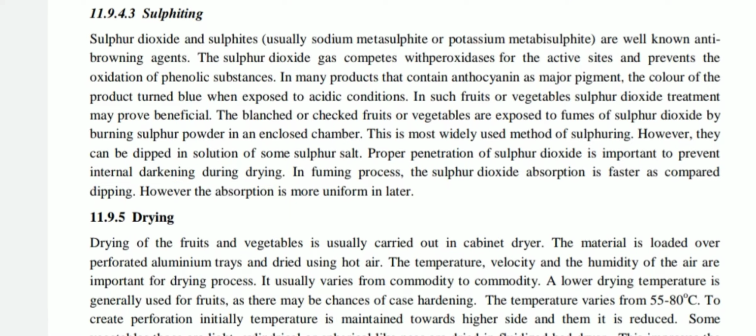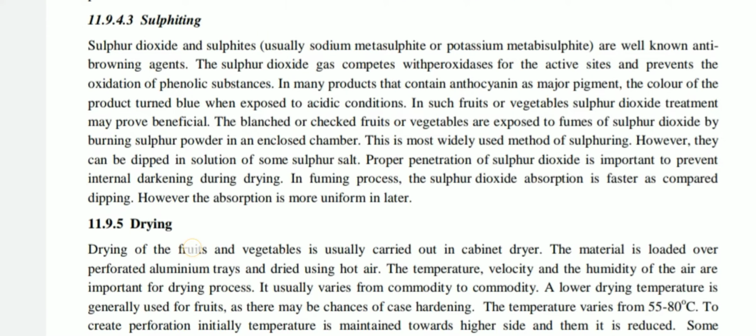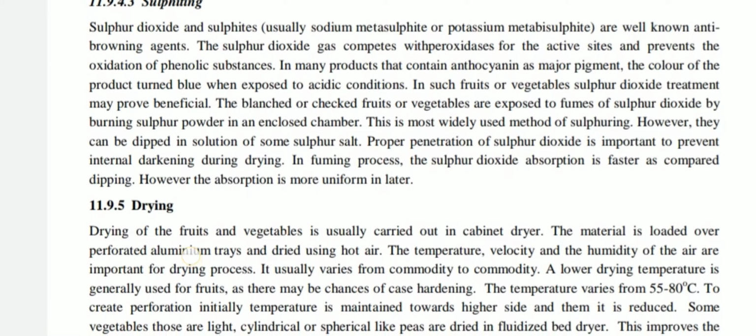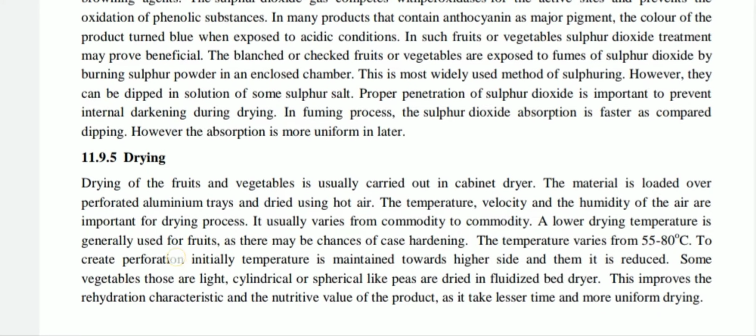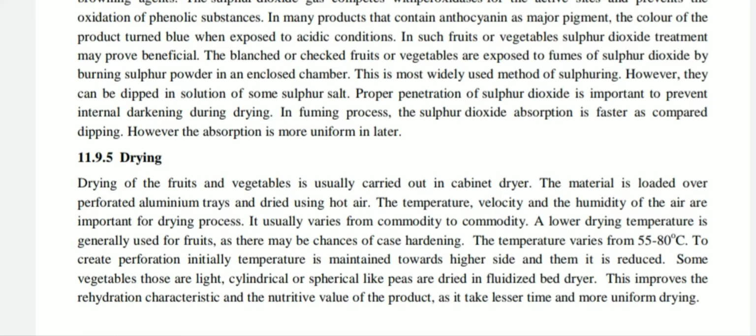Then sulfating. Sulfating is done by sulfur dioxide or some sulfite combination like sodium metabisulfite or potassium metabisulfite for the reduction of color. The bleaching of color is done because drying enhances the color, the dark color. In some fruits and vegetables dark color is not desirable, so sulfitation is used as a pre-treatment before drying. Now the drying temperature. Drying is done, whatever the method, spray drying or hot air drying or any mechanical drying.